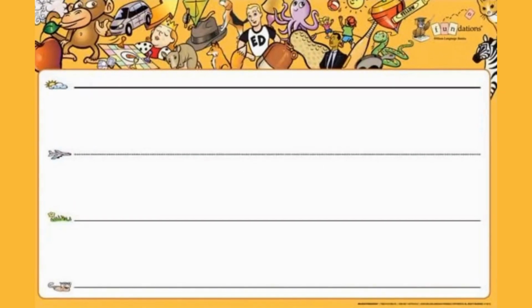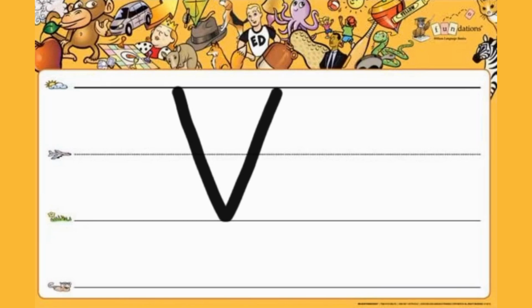For uppercase V, point to the skyline, slide down to the grass line, and slide back up to the skyline. For lowercase v, V is a plane line slide letter. It starts on the plane line and slides. Point to the plane line, slide down to the grass line, slide up to the plane line.